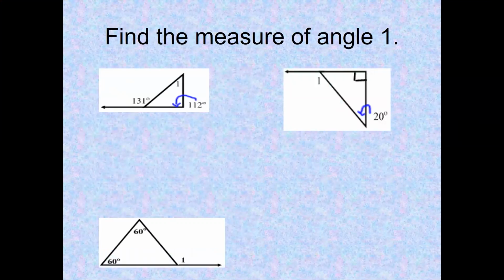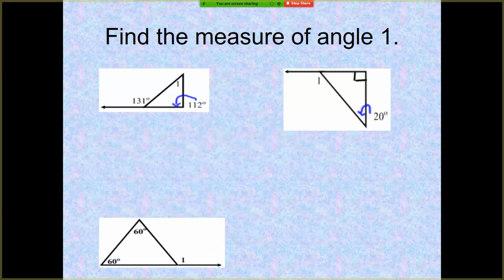So find the measure of angle 1. The first one we're looking at is the hardest, so we're going to skip it. We're going to look at the two other ones first. So we're going to look at the question at the top right.